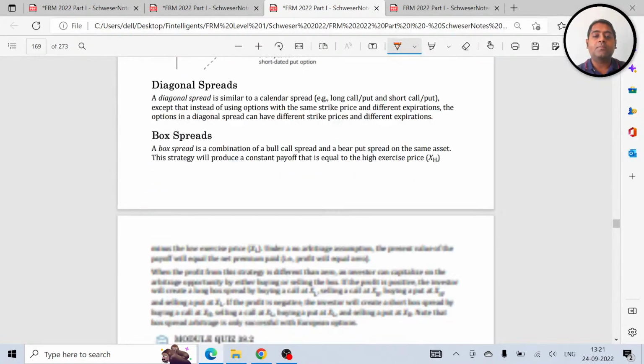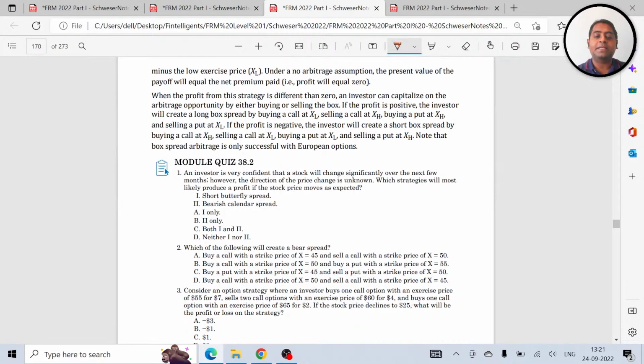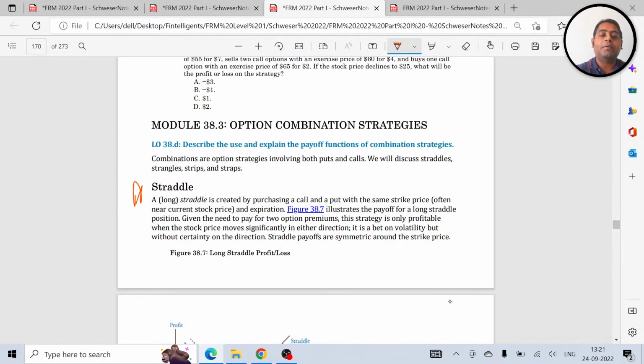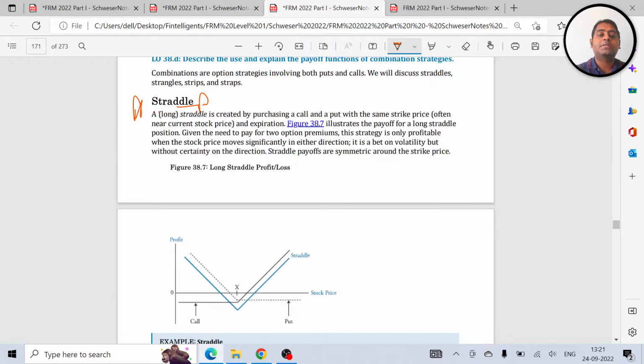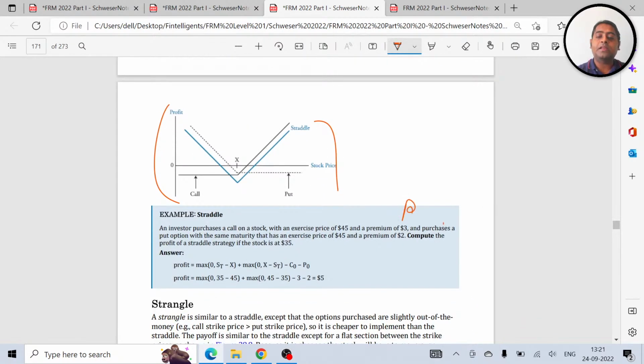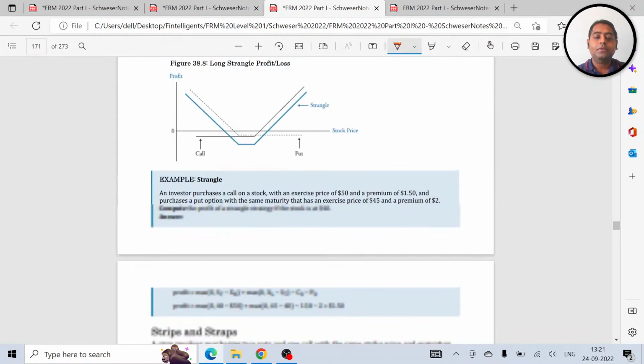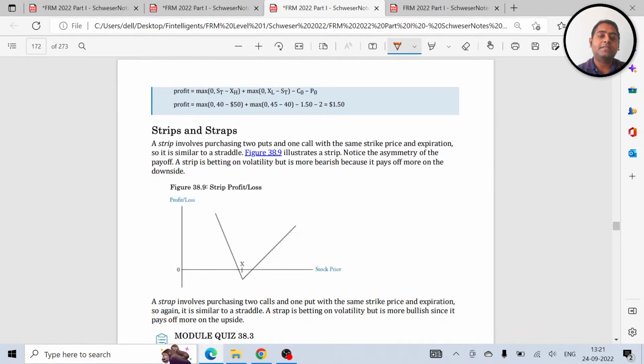Calendar spread is okay. Box spread, I don't think it will be tested heavily. Straddle, very, very important. Don't miss that. Okay. Straddle, the logic of straddle. Why are you entering into straddle? Okay. The sum related to straddle is important. Rest, strip and strap, you can also mark it. But again, there are other strategies which can get tested as compared to strip and strap.